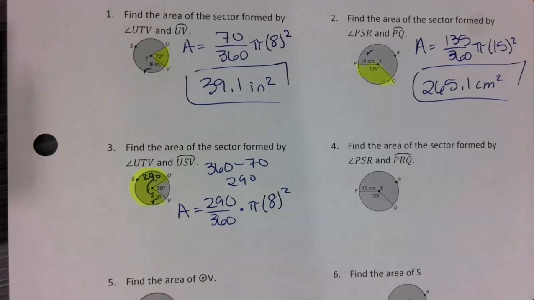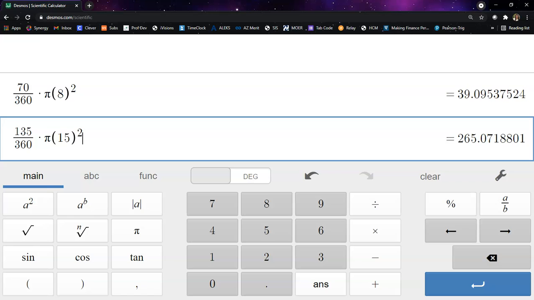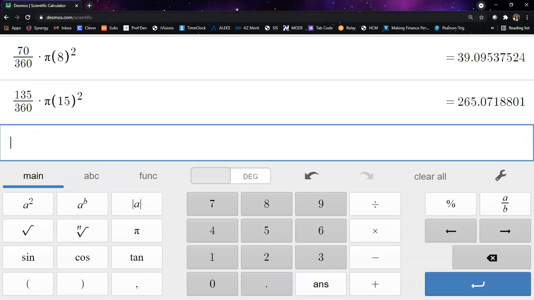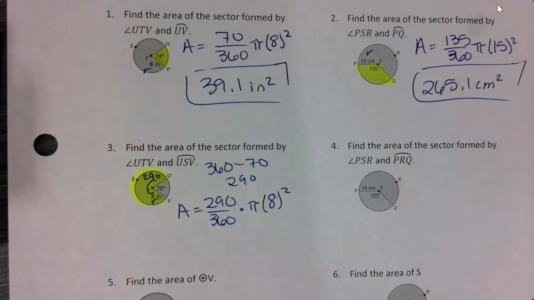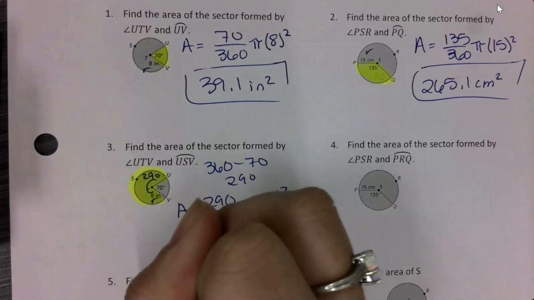So go ahead and type that into Desmos. This one was 290 divided by 360 times pi, nope, pi times 8 squared. There we go. 100, and this one is going to round to 62 because of that 6. It changes this 9 to a 10, which changes that to a 2. So this is going to be 162 inches squared.